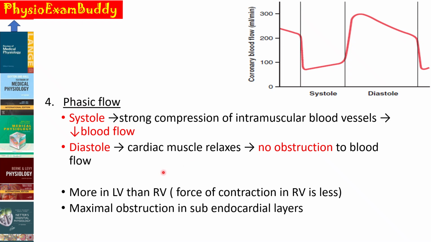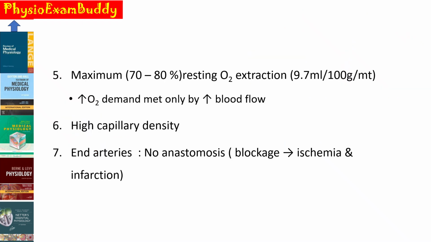Again, this difference is more in the left ventricle when compared to that of the right ventricle, because the force of contraction in the right ventricle is very less, and this maximal obstruction is seen in blood vessels which lie in the subendocardial layers.